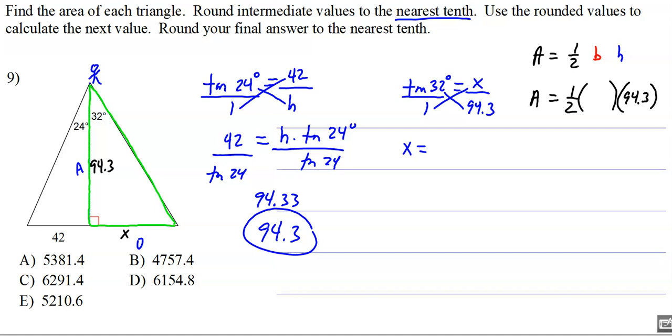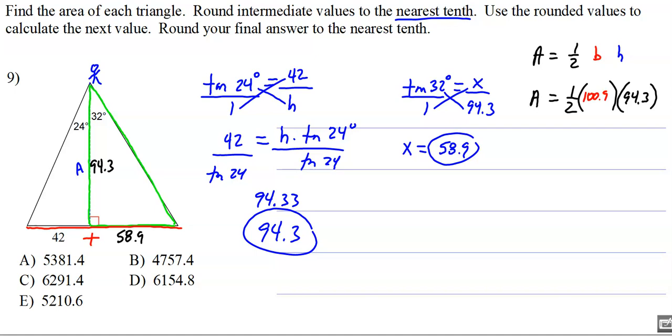94.3 times the tangent of 32 is 58.9. Now, don't put that in your equation yet, because that's just this piece down here, 58.9. So now I think I can get this whole base by adding these two together. And that's going to be like 100.9, I think. So the entire base is 100.9.